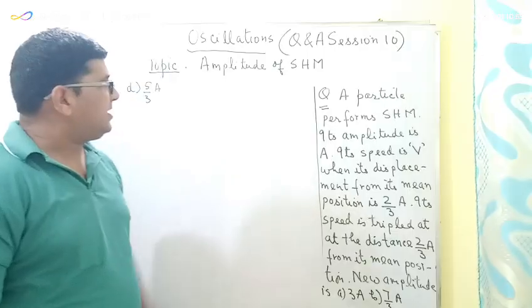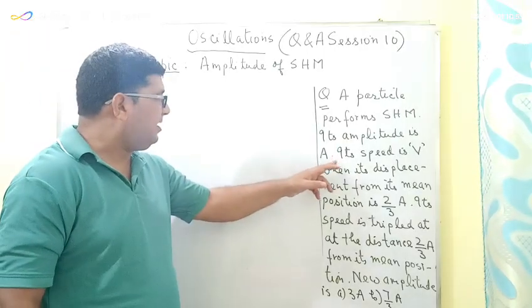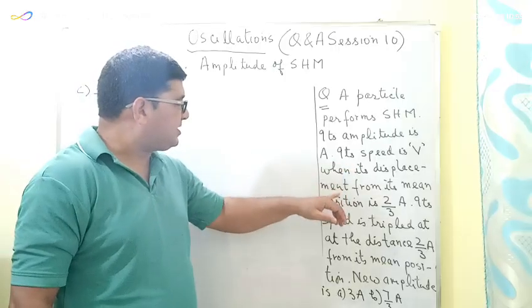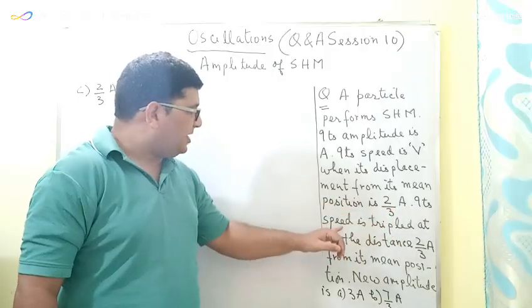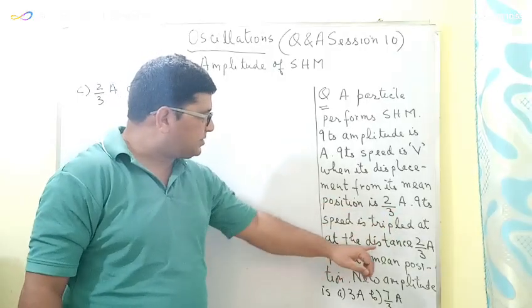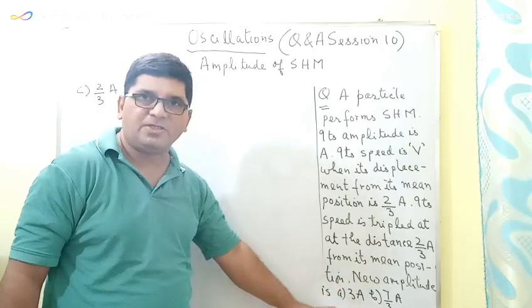The question here is: a particle performs a simple harmonic motion, its amplitude is A, its speed is V when its displacement from its mean position is 2 by 3A. So its speed is tripled at the distance 2 by 3A from its mean position. What will be its new amplitude?